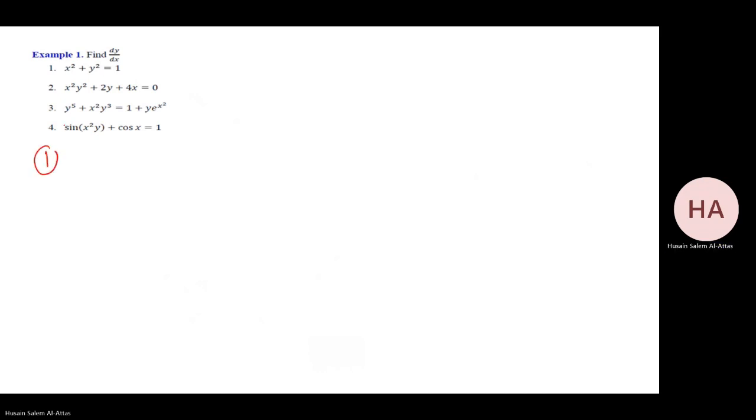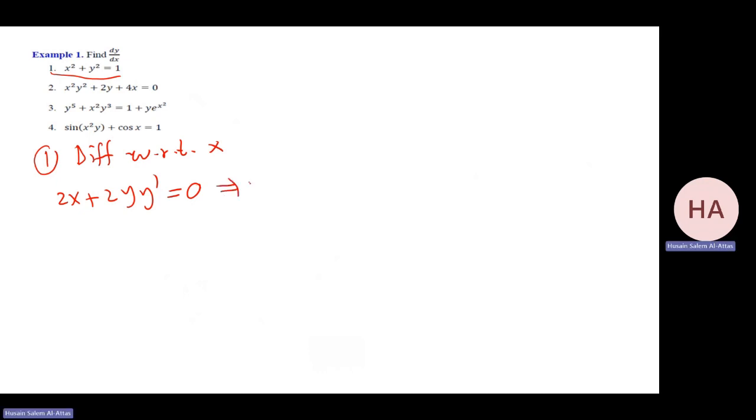Find dy over dx for these functions. Let me do it one by one. First one, x squared plus y squared equals 1. Differentiate with respect to x. As usual, every time we differentiate with respect to x, we'll have 2x plus 2y, y prime, derivative of 1, which is 0. That means y prime equals what? Minus 2x over 2y, minus x over y. That's it. So I'm trying to get y prime in terms of x and y.